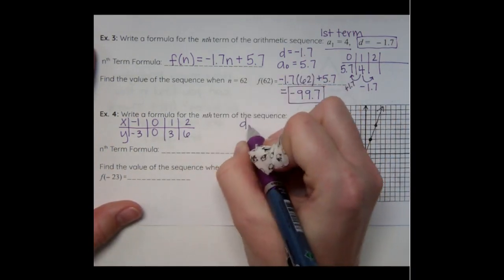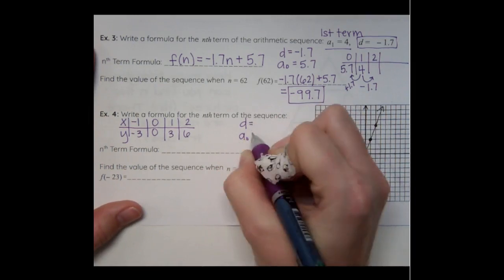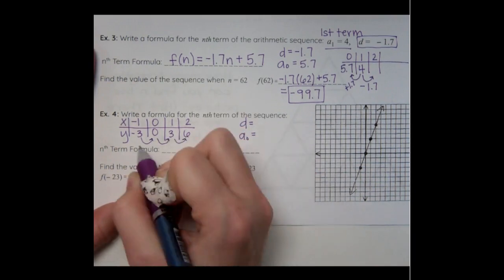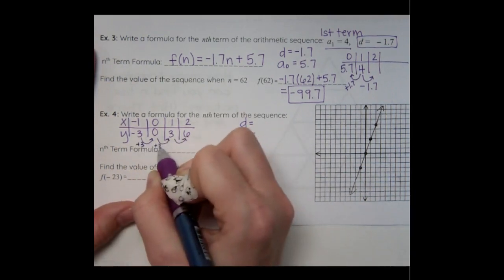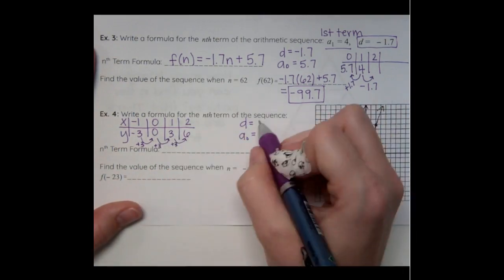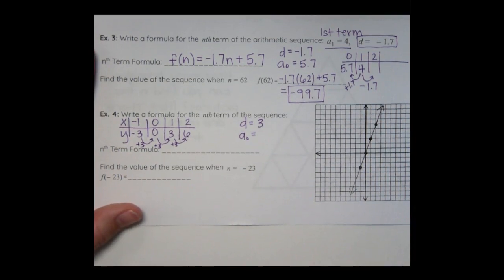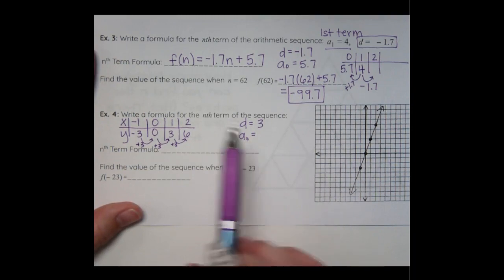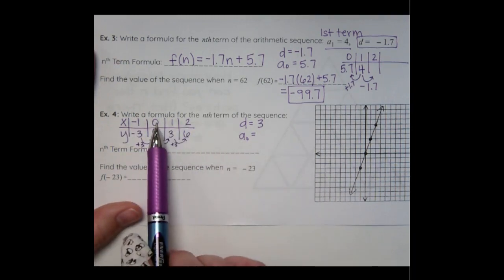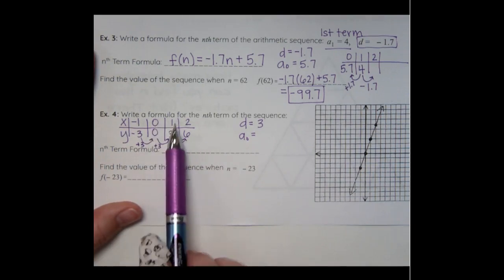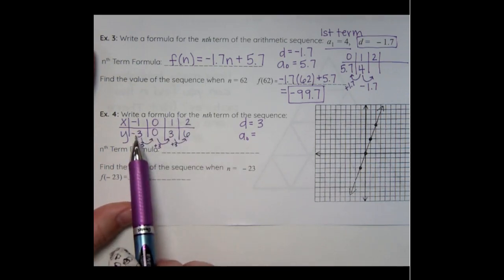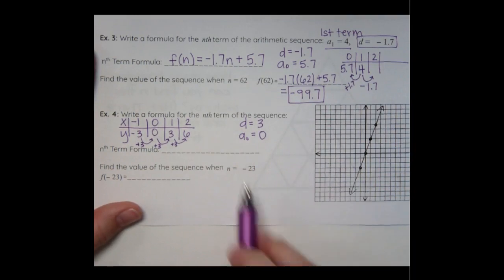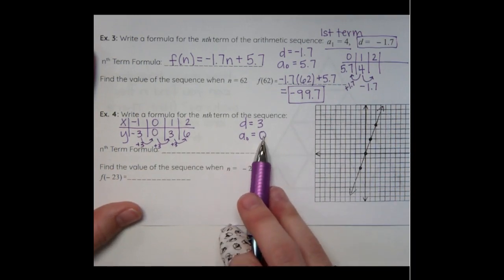Now I'm looking for my common difference and my zero term. So my common difference, I'm going to see what's changing from one to the next. So I added 3, I added 3, I added 3. So my common difference is 3. Now for my 0 term, do I already have a 0 term? Looking at this table, this 0 right here, that's my 0 term. This was my first term, this was my second term, this is the negative 1th term. This is my 0 term, so I'm going to start at a sub 0 equals 0.